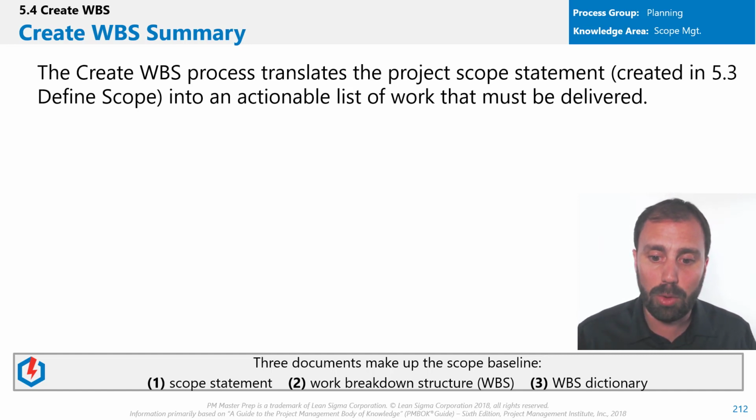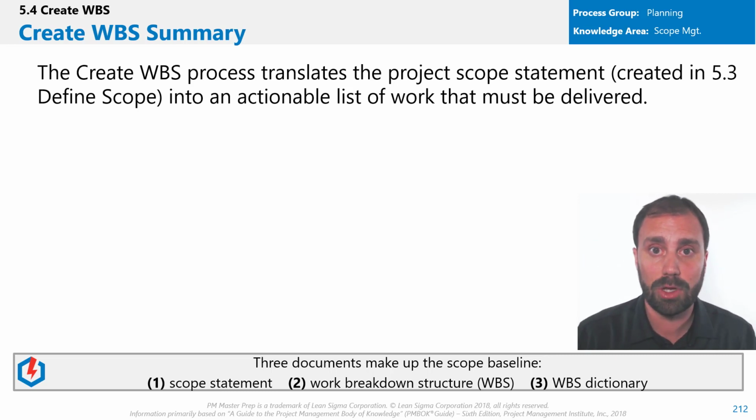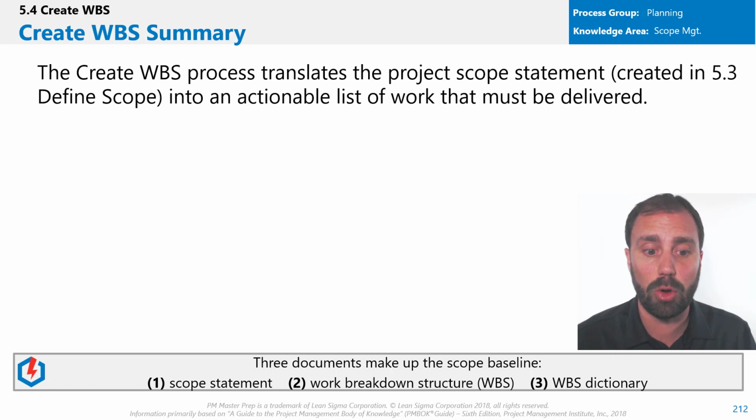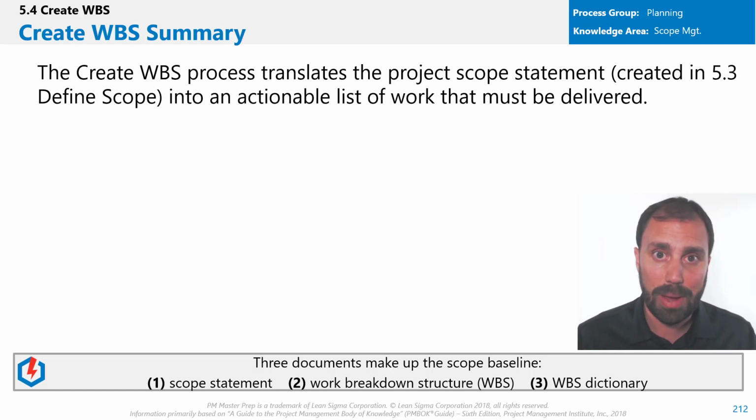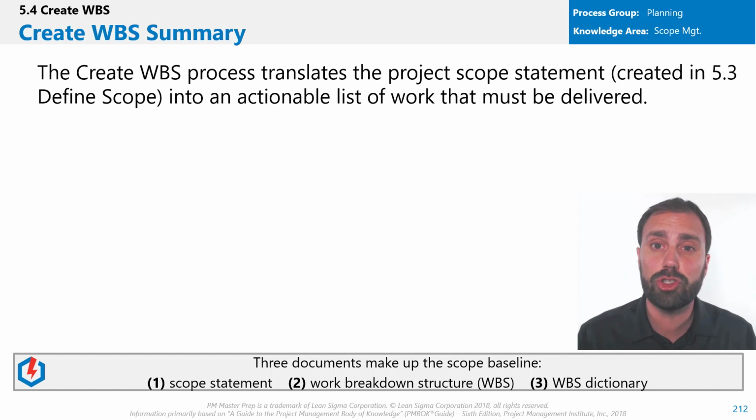Okay? And so that's what we're doing. And the scope baseline is made of 3 documents. You need to know this. You need to know these 3 documents. So the 3 documents that make up the scope baseline: scope statement, we already made it, it's in 5.2. The work breakdown structure, the WBS, and then the WBS dictionary. So you've got to know those 3 components of the scope baseline, all right?